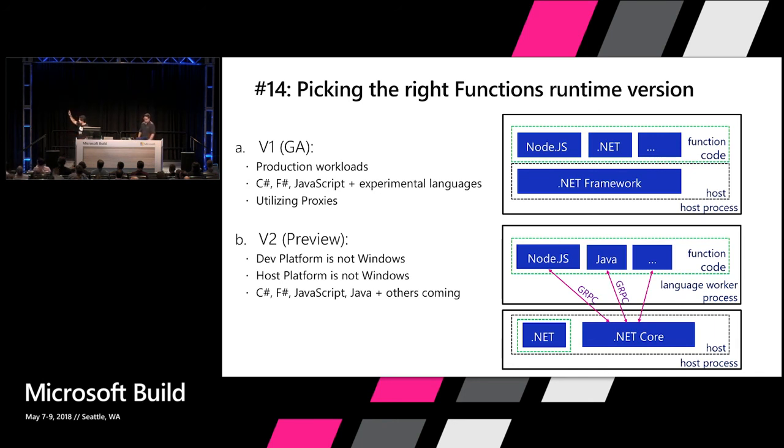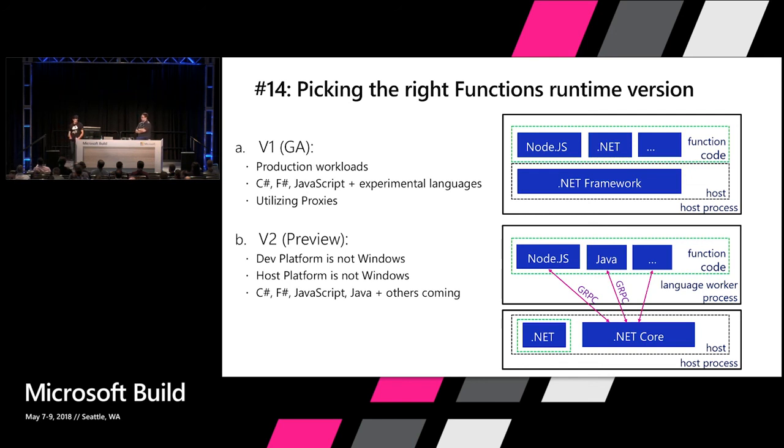In V1, which is the one you see at the top, you have a single host process that has our host, the functions host, which runs on .NET framework, and you have your function code that runs all in the same process. If something goes wrong in the host or your code, the whole process goes down. So we don't isolate your code from our platform.